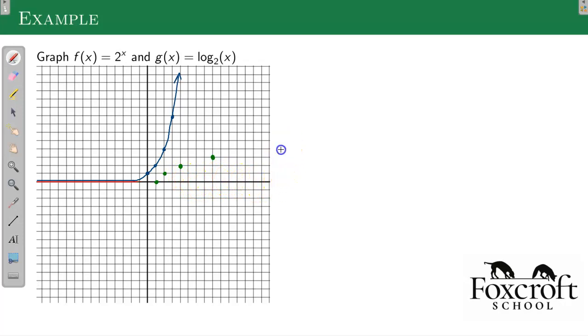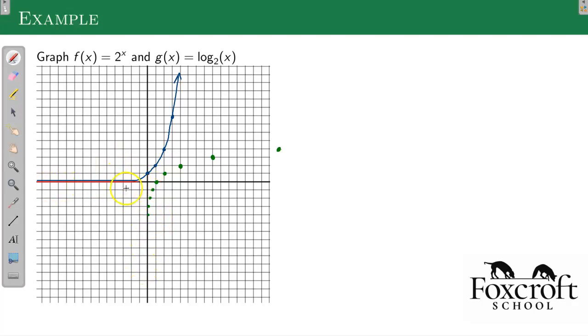So 16 would be here. We have a dot about there on our logarithm. And then we can do this to the left as well. We had (-1, 1/2), which becomes (1/2, -1). (-2, 1/4) becomes (1/4, -2). (-3, 1/8) becomes (1/8, -3). And you can kind of see what's happening. (-4, 1/16) becomes (1/16, -4).